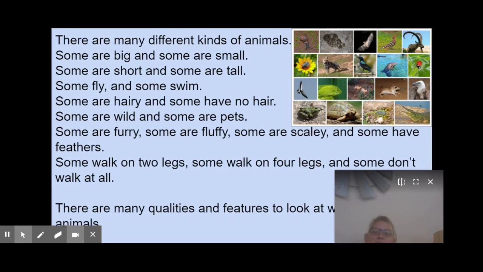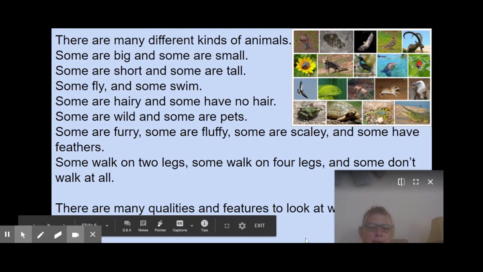There are many different kinds of animals. Some are big and some are small. Some are short and some are tall. Some fly and some swim. Some are hairy and some have no hair. Some are wild, some are pets. Some are furry, some are fluffy, some are scaly, and some have feathers. Some walk on two legs, some walk on four legs, and some don't walk at all. There are many qualities and features to look at when comparing animals.